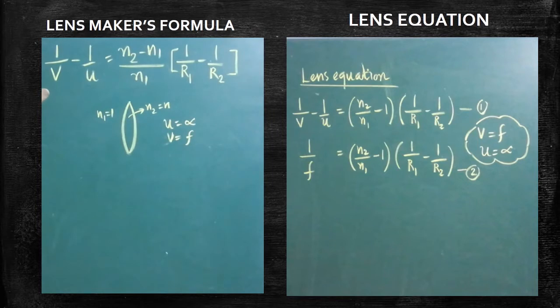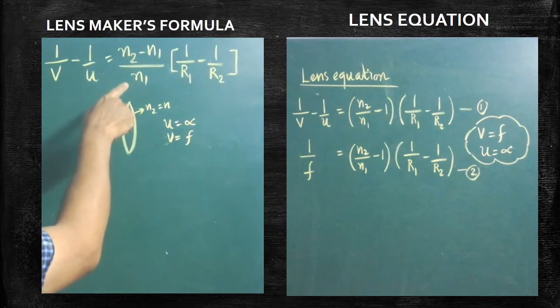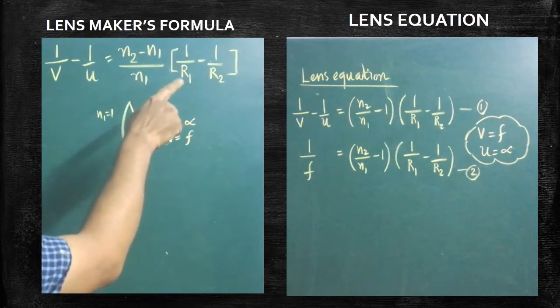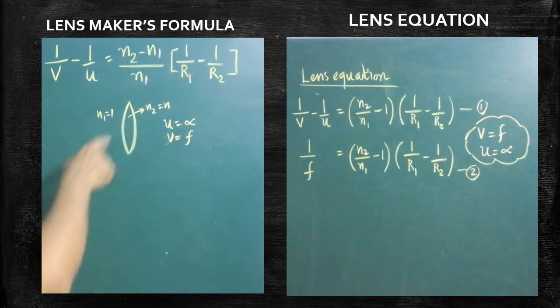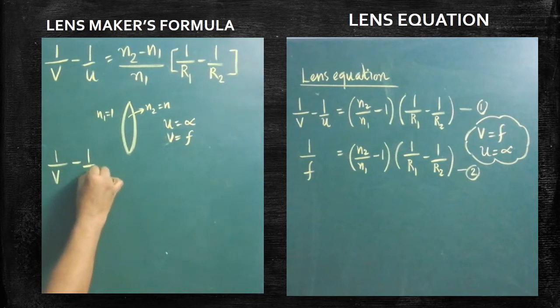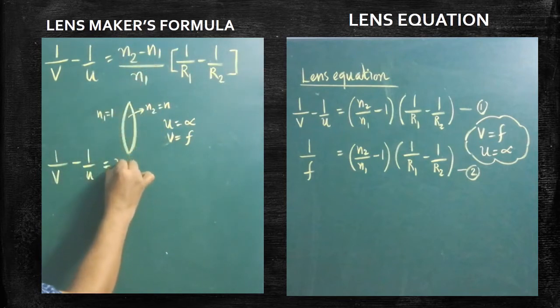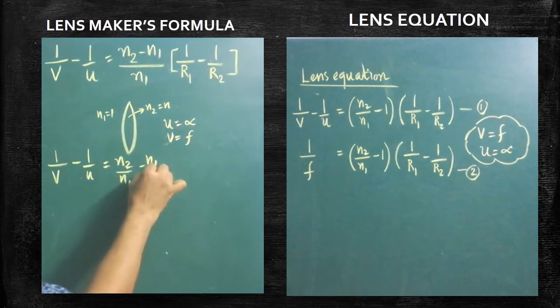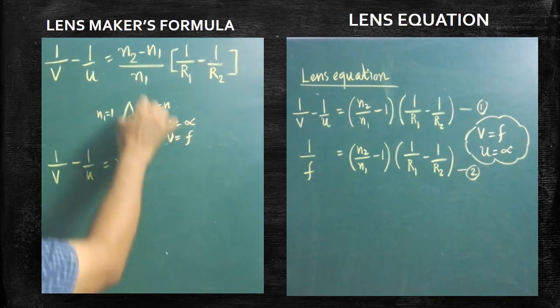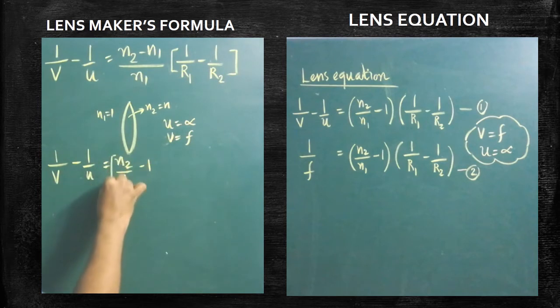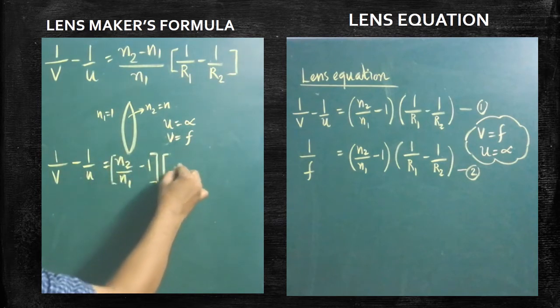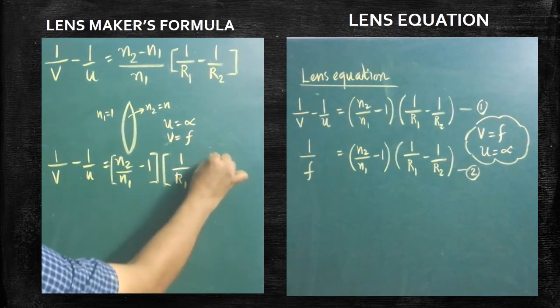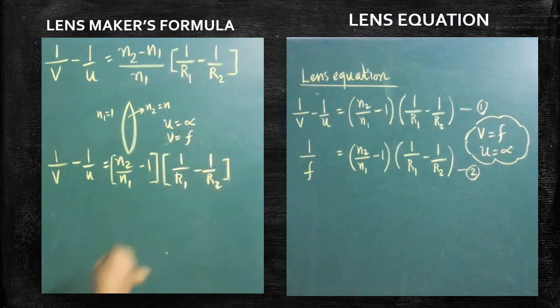Here I am going to continue the rest of the equation. Previously I have written 1 by v minus 1 by u is equal to n2 minus n1 divided by n1, 1 by r1 minus 1 by r2, as the previous equation. Here we can do some modification. 1 by v minus 1 by u is equal to, this can be split, n2 divided by n1 minus n1 divided by n1, which can be written as 1. This one becomes 1. So the equation is edited like this: 1 by r1 minus 1 by r2 is the next format.